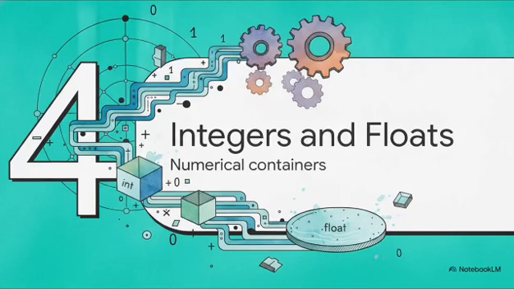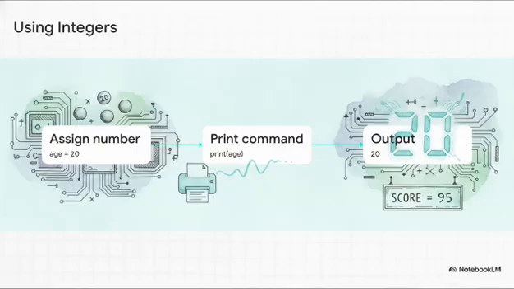Section 4. Numbers, integers, and floats. Okay, moving on to numbers. The first number container is called an integer, or int. Now, an integer is strictly a whole number container. Absolutely no decimal points allowed here. So, step 1, we assign a whole number, like age equals 20. Step 2, we tell Python to print age, and step 3, Python outputs the integer 20. Notice, no quotes needed here at all, just the pure number.